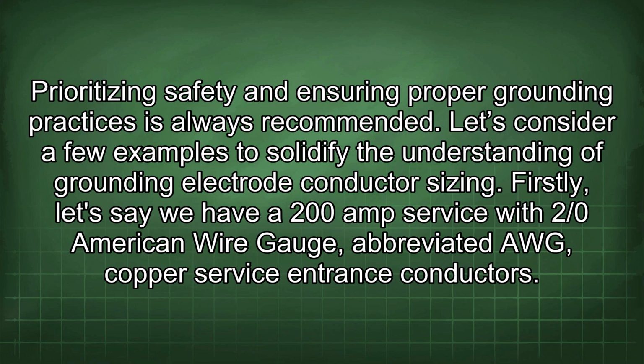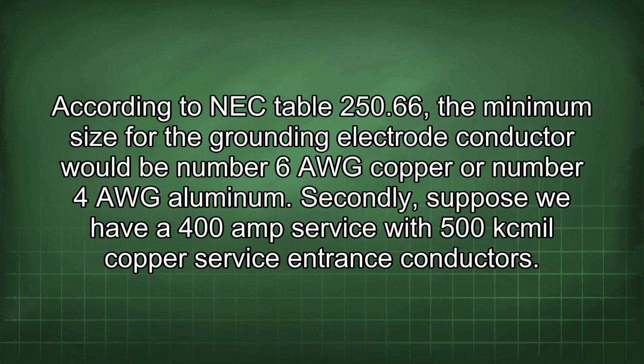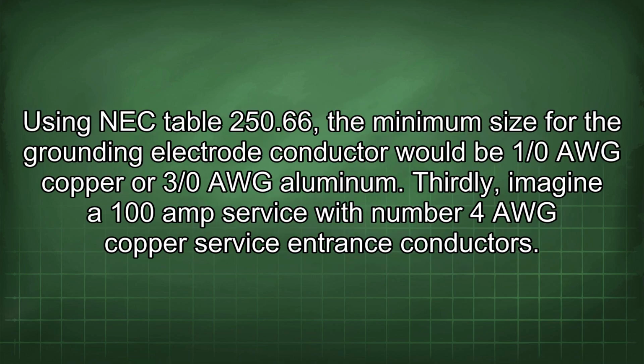Firstly, let's say we have a 200 amp service with 2/0 American wire gauge, abbreviated AWG, copper service entrance conductors. According to NEC Table 250.66, the minimum size for the grounding electrode conductor would be number 6 AWG copper or number 4 AWG aluminum. Secondly, suppose we have a 400 amp service with 500 kcmil copper service entrance conductors. Using NEC Table 250.66, the minimum size for the grounding electrode conductor would be 1/0 AWG copper or 3/0 AWG aluminum.